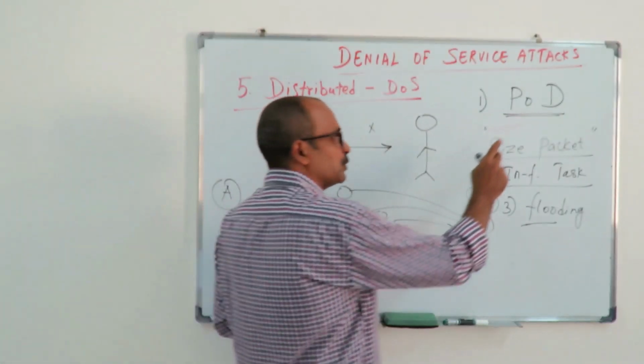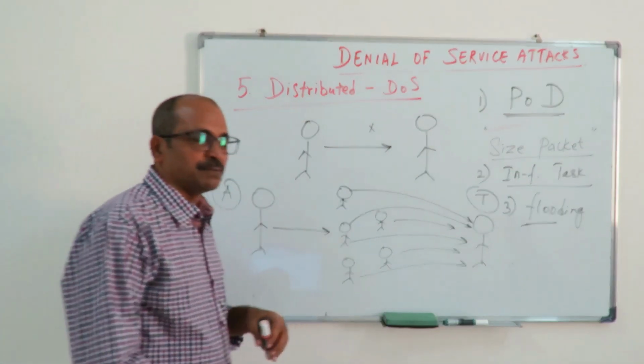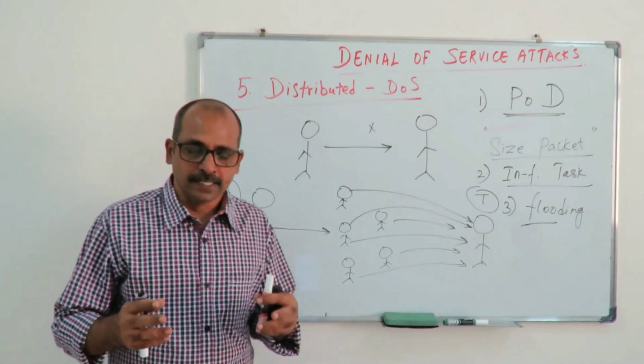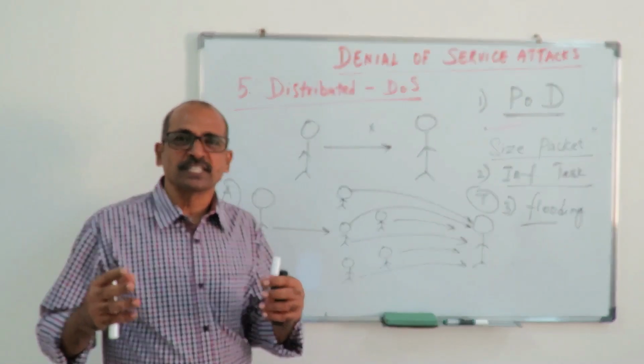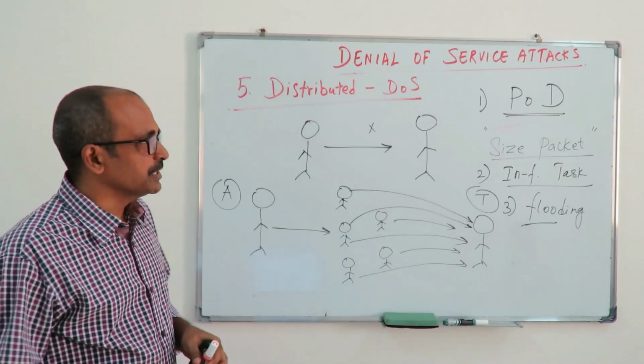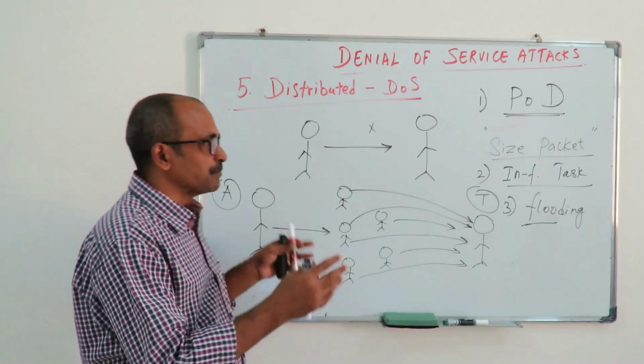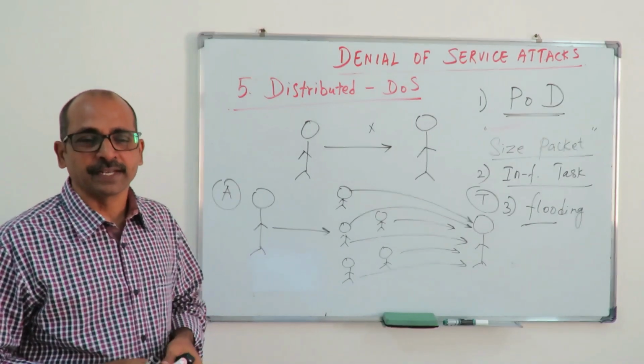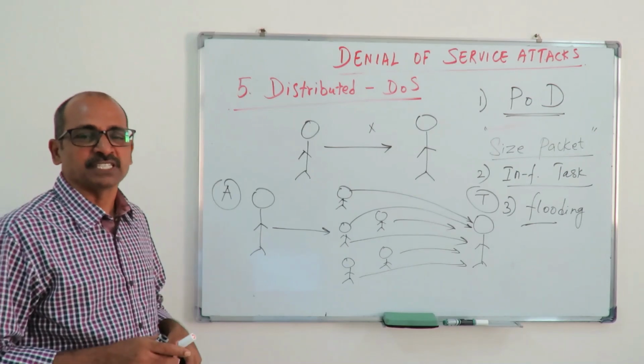Then the third one is going to be the ping of death. Ping of death means creating a ping packet which is more than the normal size. Okay, so that is going to be the ping of death. So these are the three different methods you can use for creating a distributed denial of service attack.